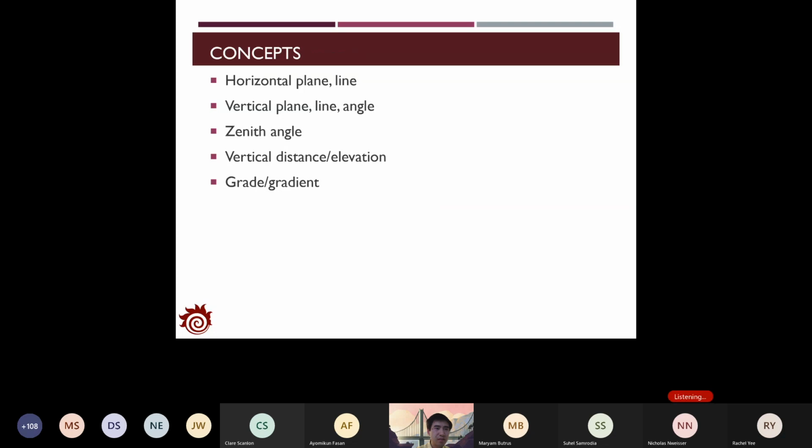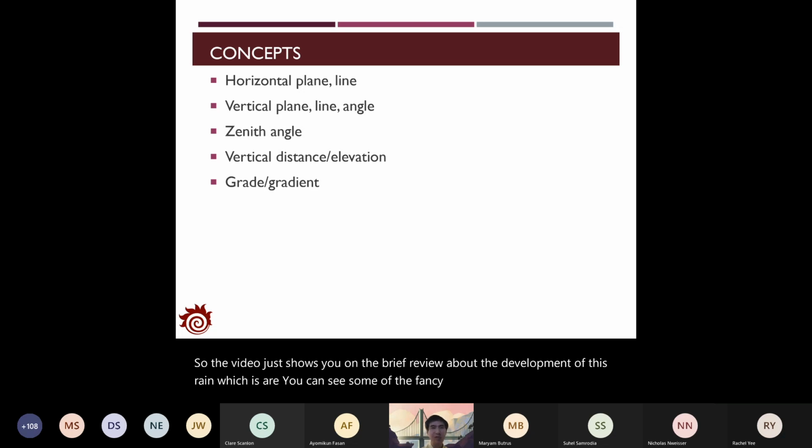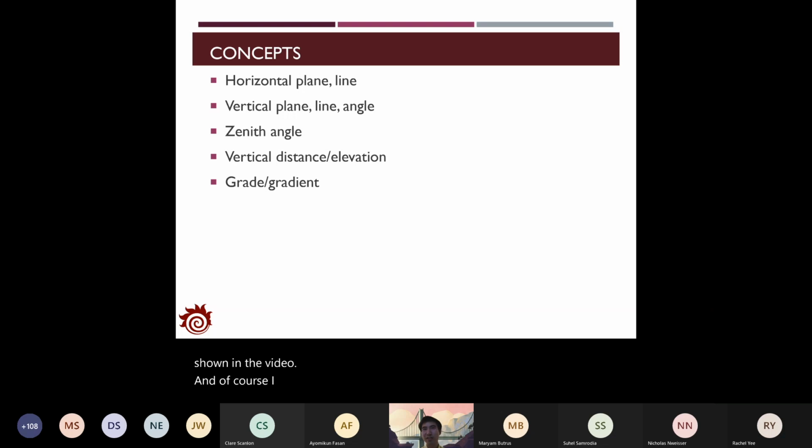So the video just shows you a brief review about the development of surveying, and you can see some of the fancy technology of the current days. And actually, we're going to use some of these tools in our lab experiment. You will have the experience to use those tools to conduct similar tasks as shown in the video. And of course, you will have some freedom to do more complicated work in the field experiment if you think you can get your work done more efficiently and your result more accurately.